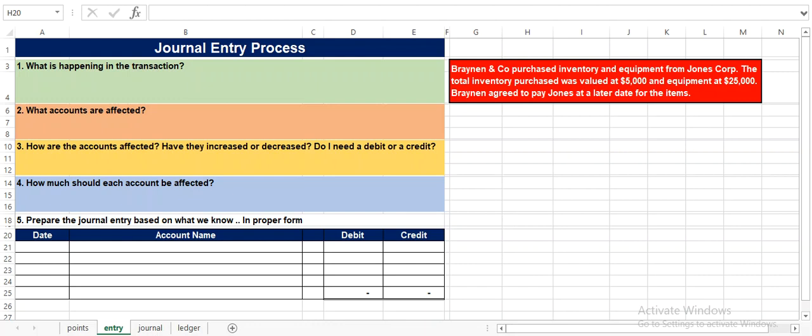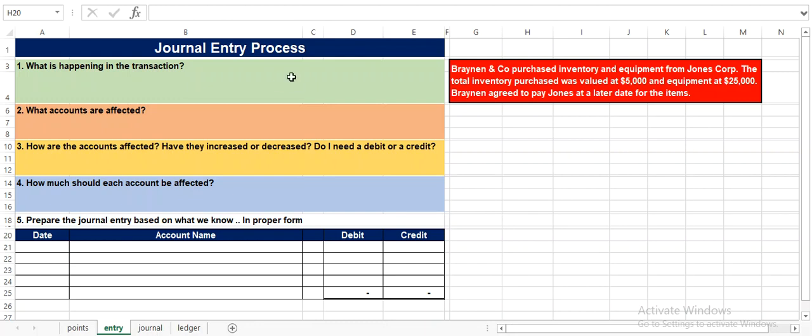Based on this transaction, it says that Brennan and Company purchased inventory and equipment from Jones Corp. The total inventory purchased was valued at $5,000 and equipment at $25,000. Brennan agreed to pay Jones at a later date for the items. So, what's happening here? One, what's happening in this transaction? It's pretty simple. They're purchasing something. Brennan Company is purchasing something from somebody else. What they're purchasing is inventory and equipment, and they're paying for it later.